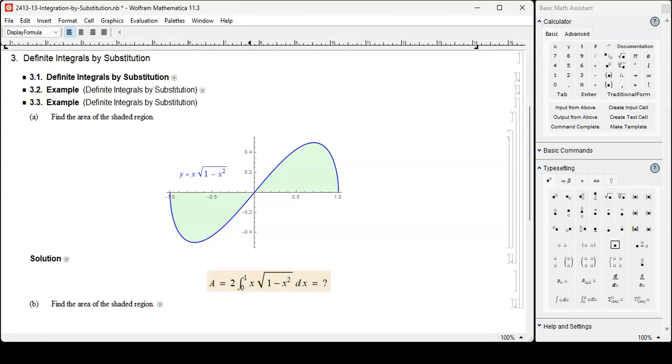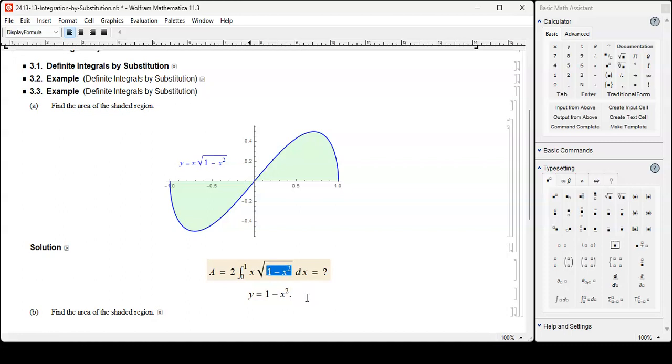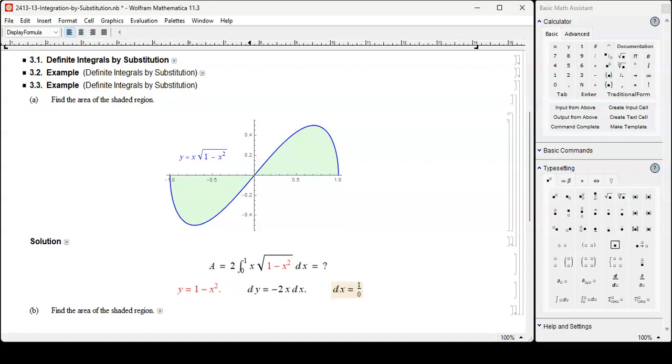Now, how are you going to calculate this? You're going to need some substitution. y is 1 minus x squared. Clearly, that's the inside of this composite function. dy is -2x dx. Therefore, dx is 1 over negative 2x dy. And that's going to go here.